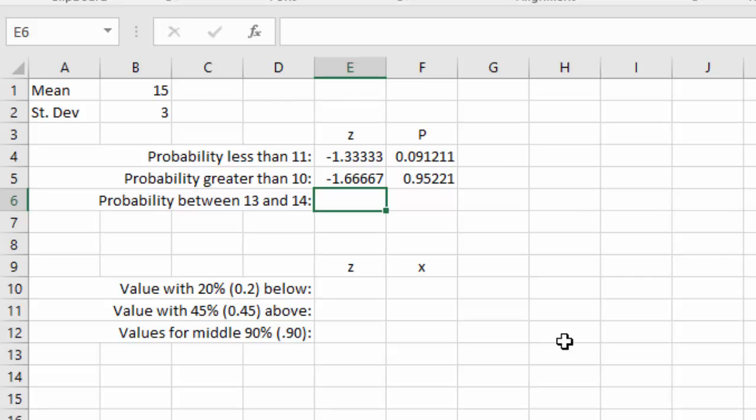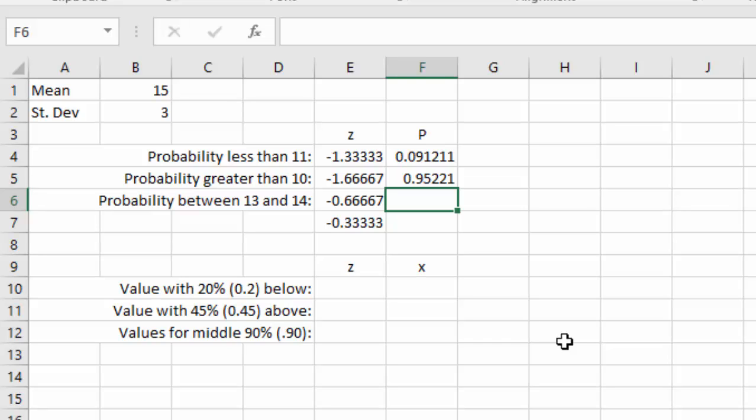Now, what if we wanted the probability between 13 and 14? Well, there's actually two z-values here, a z-value for 13 and a z-value for 14. So we'll do them both. Equals, open a parentheses, 13 minus the mean of 15, close the parentheses, divided by the standard deviation of 3. And equals, open a parentheses, 14 minus the mean of 15 divided by the standard deviation of 3. And so we've got these two z-values. Now we'll come over and find the actual probability.